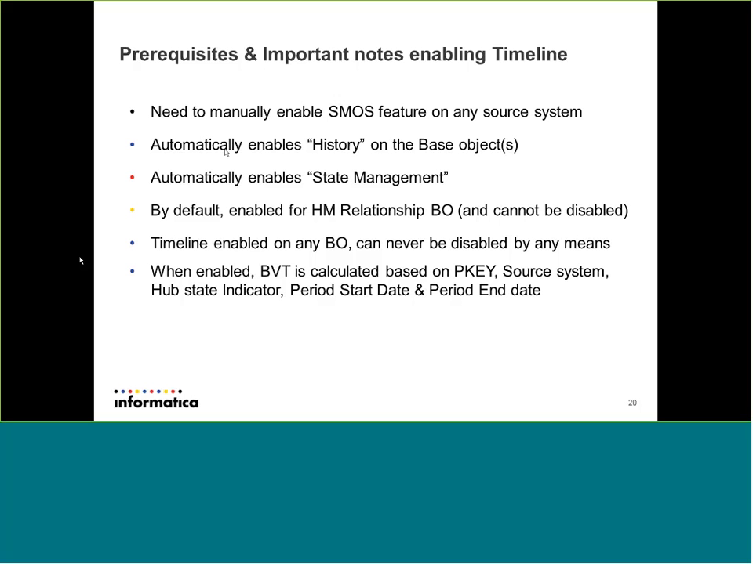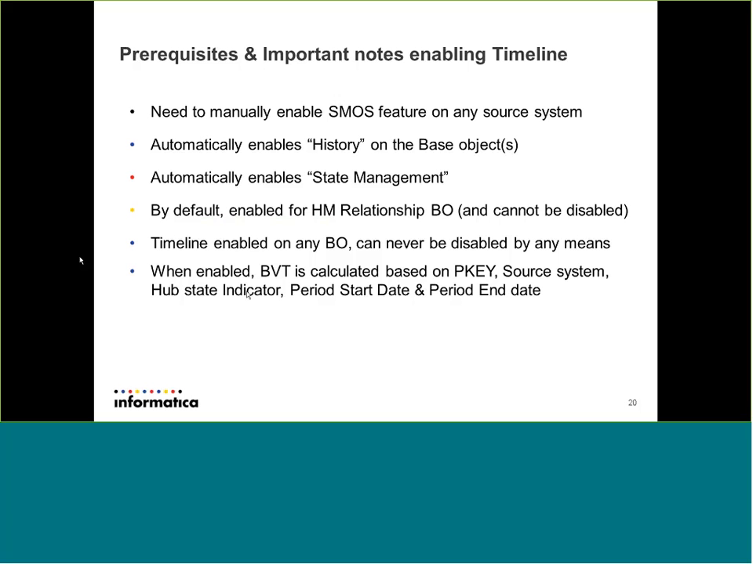When you enable timeline, it automatically enables history on the base objects and automatically enables state management, because it plays around state management. By default, the HM rel objects are timeline enabled. If you are creating a rel object in the hub on 9.5 or later releases, it will be timeline enabled by default. For a few customers who did an upgrade from 9.0.1, or any release prior to 9.5, when they upgrade to 9.5 or later versions, the rel objects will be automatically changed to timeline enabled, and the corresponding rel start date and end dates will be moved to period start date and end date.